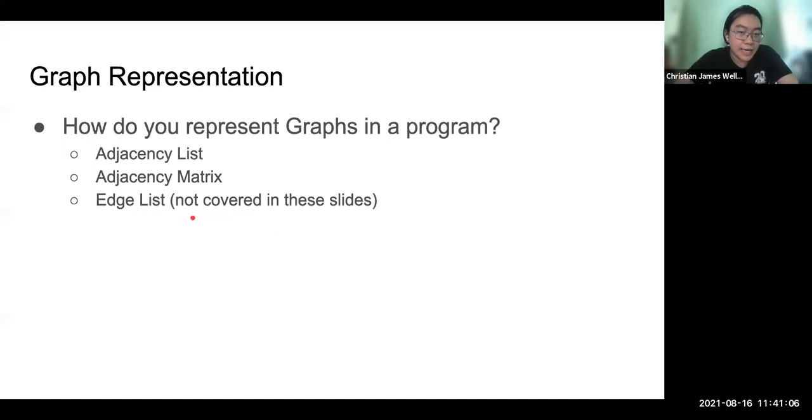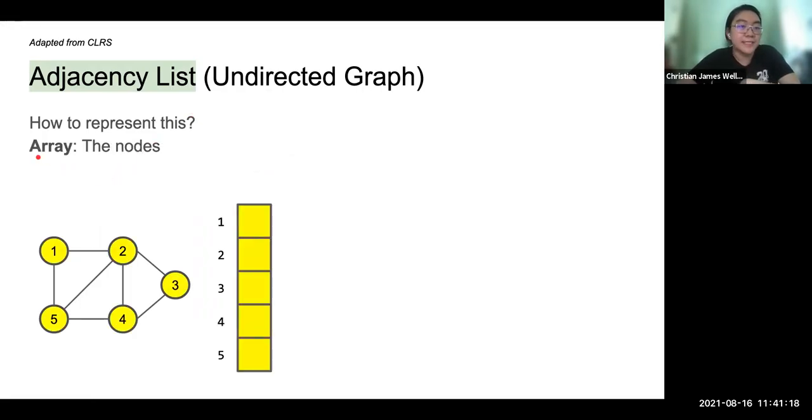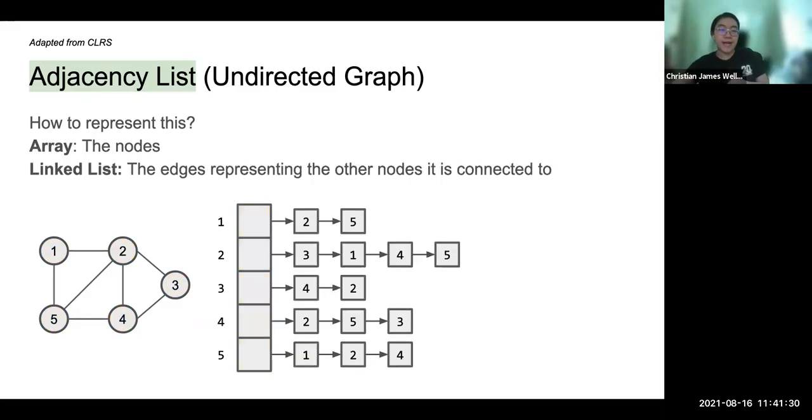There are also edge lists, which I won't be covering in these slides. You can read it up yourself. So how do we represent an undirected graph using an adjacency list? I represent it with an array representing the nodes, or it can be a dictionary or hash map of key-value pairs, where the key is the node and the value is a linked list representing the other nodes it is connected to. For example, node 1 is connected to nodes 2 and 5. Node 2 is connected to 3, 1, 4, and 5. Node 3 is connected to 2 and 4.